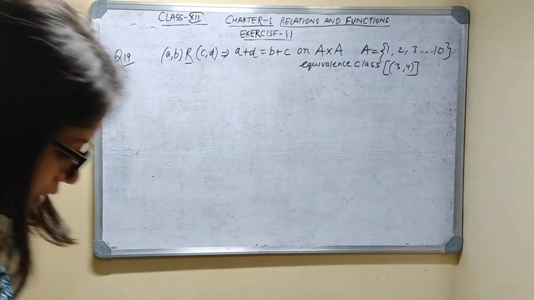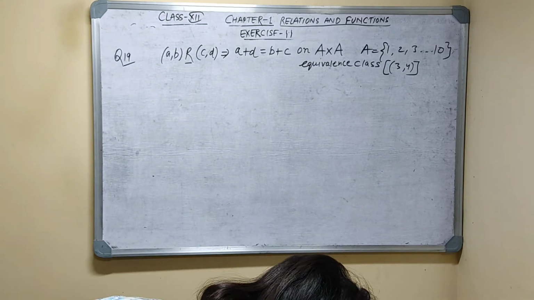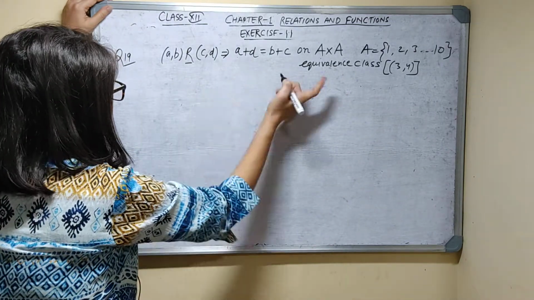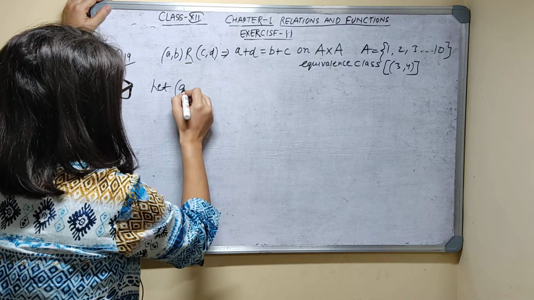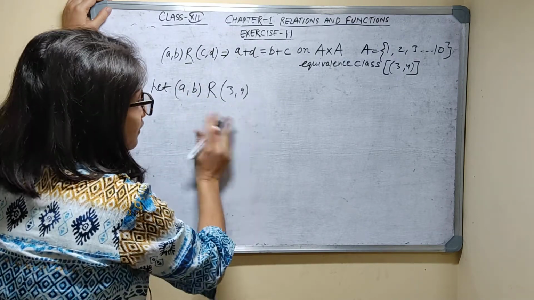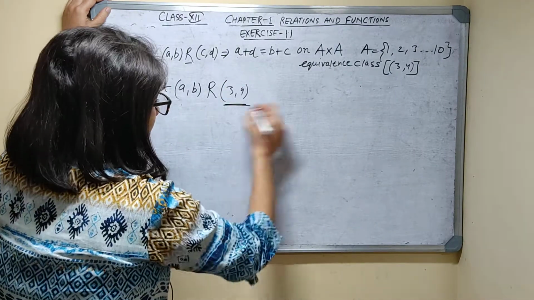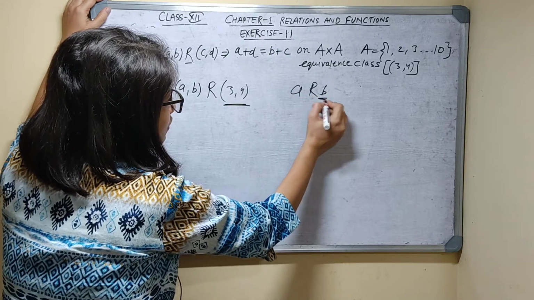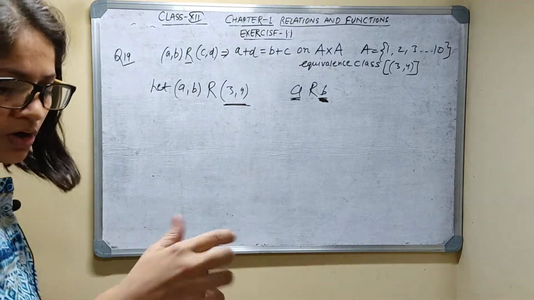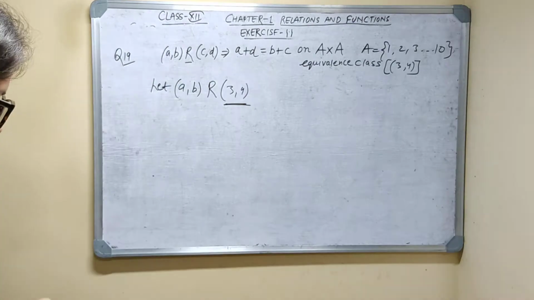So how will you do it? Equivalence class for (3, 4). So how will you write? Let (A, B), here something will come, related to this (3, 4). Whatever the relation is, it is between the second ordered pair, like this one, (A, B) related to (3, 4). This (3, 4) is fixed. You have to change this value and find the relation. So (A, B) related to (3, 4).